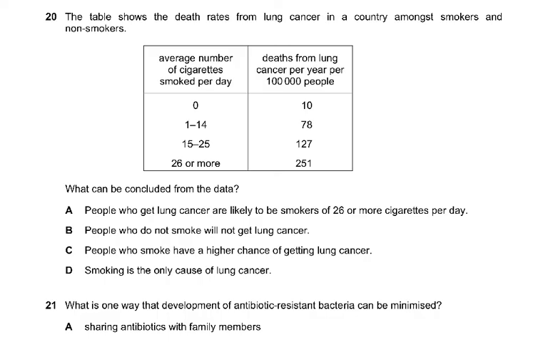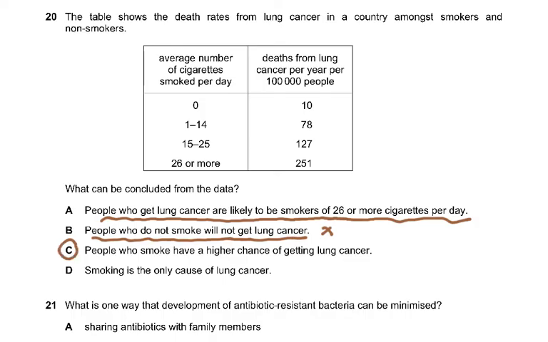Now, when you're doing this question, you have to read in a different manner. You have to think, you have to ask your question. Does the data tell me that people who get lung cancer are likely to be smokers of 26 or more cigarettes per day? Does the data tell me people who do not smoke will not get lung cancer? See, people who smoke have a higher chance of getting cancer. This looks a little correct.